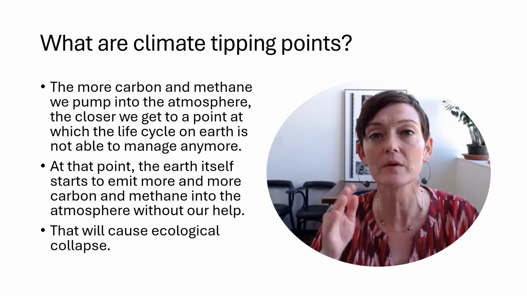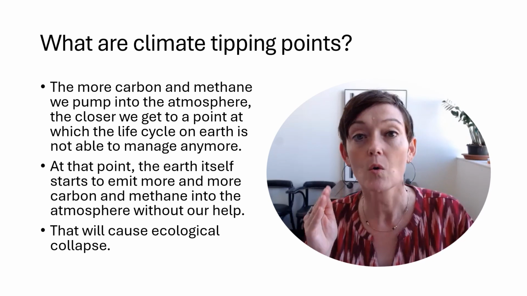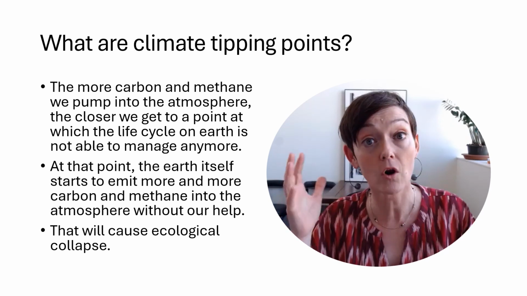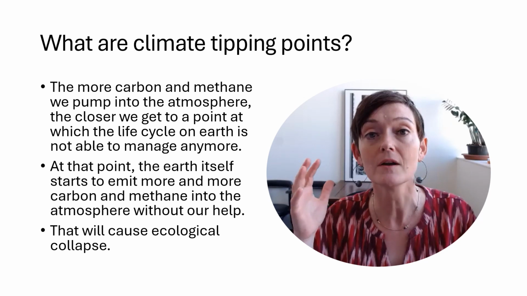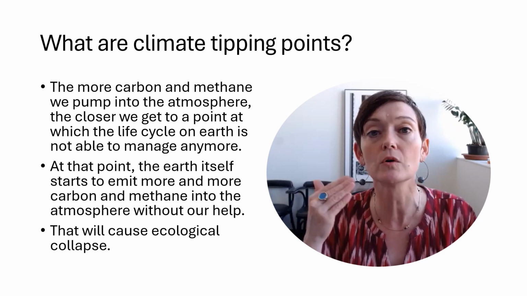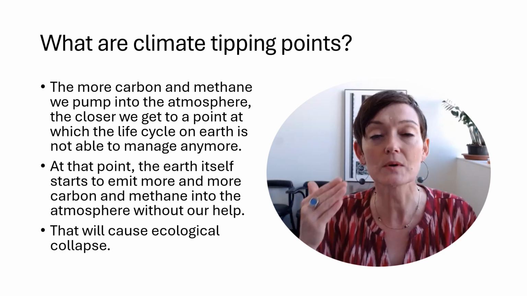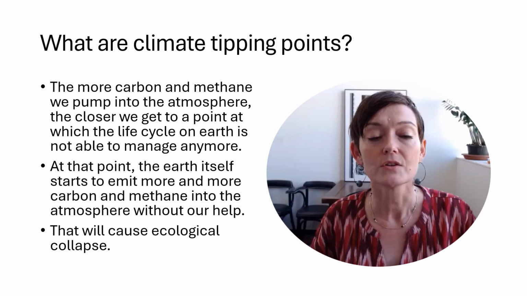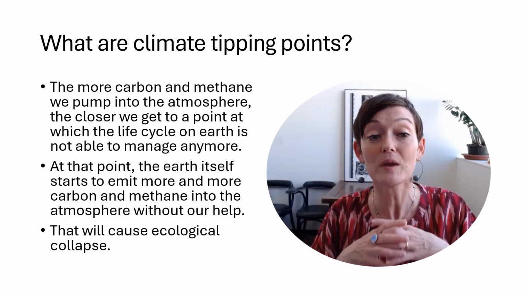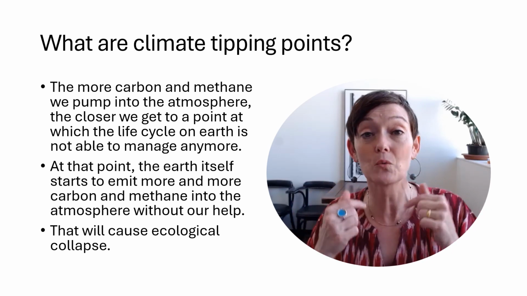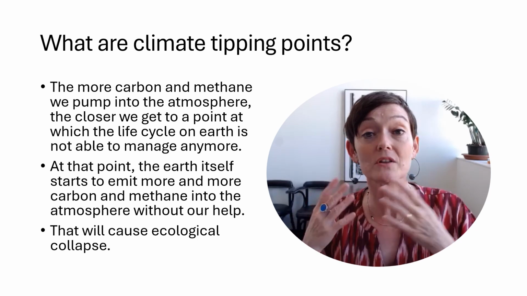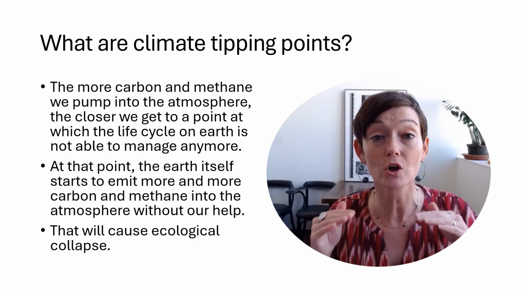So a tipping point is where the Earth can no longer withstand all of the carbon and methane that are in the atmosphere, and it can no longer have its normal carbon cycle that is what sustains life. So the more carbon and methane that we pump into the atmosphere, then the closer that we get to a point at which the life cycle on Earth is no longer tenable.